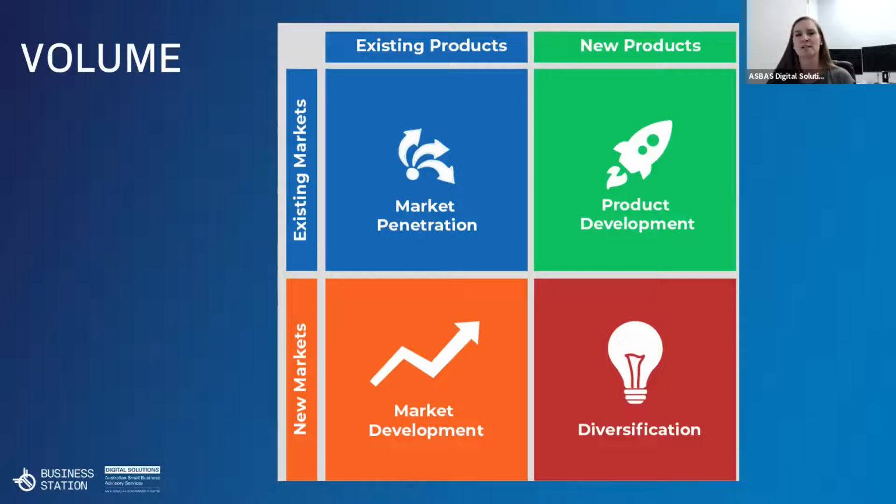Also, in terms of increasing volume, salespeople are really important. Who is it that's selling your product or service? Are they good? If yes, make sure that you've got a really good plan in place to retain them. If no, what plan do you have in place to attract new staff that are going to be able to sell your product at a high level?